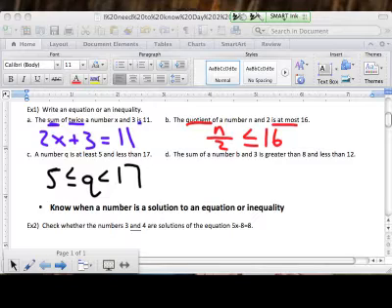And finally, part D says the sum of a number b and 3 is greater than 8 and less than 12. The first thing I'm going to do is start with the sum of a number b and 3. So b plus 3 is greater than 8 and less than 12. So it can be bigger than 8 and less than 12 all at the same time.